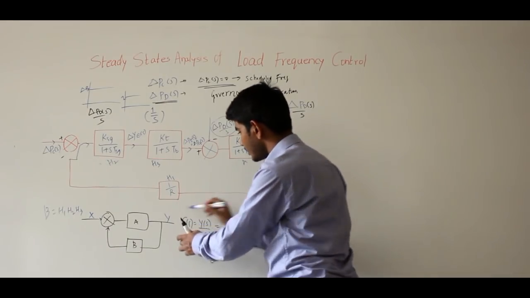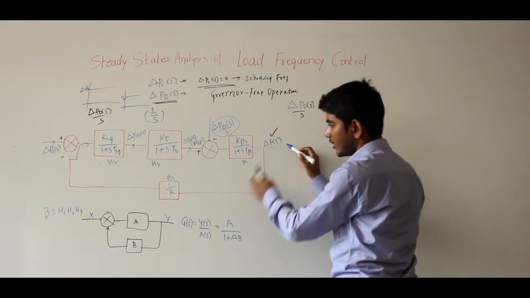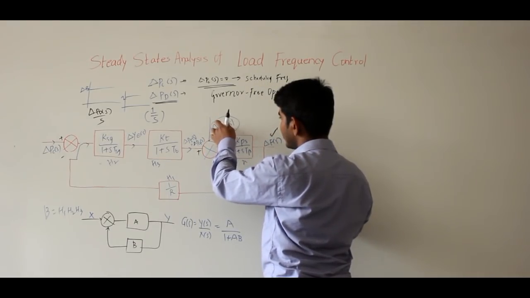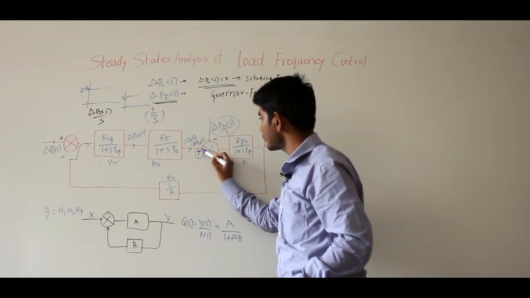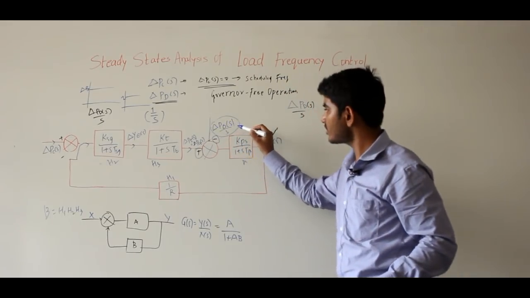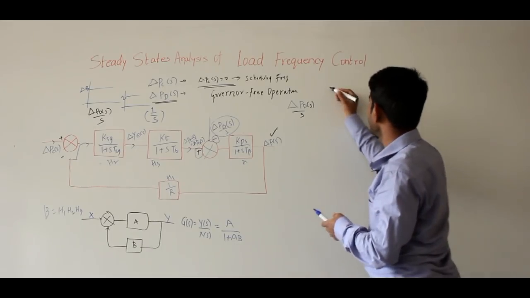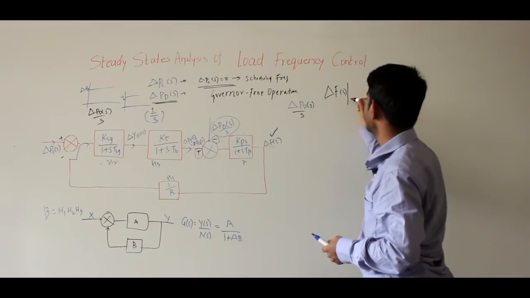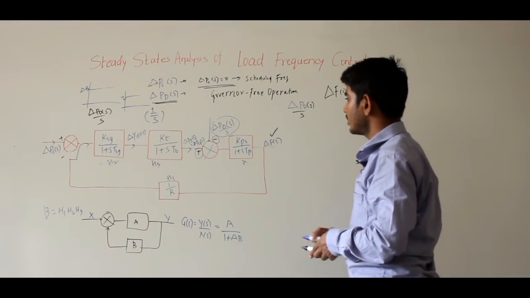So your Y of s is nothing but delta F of s here, and your X of s will be equal to delta PD upon s, or delta PD of s upon s. But you can see here the signs also, this is positive and this is negative. So we will get here minus delta PD of s upon s. So if I write the transfer function, it will be delta F of s at delta PC of s is equal to 0. This will be given by your A.